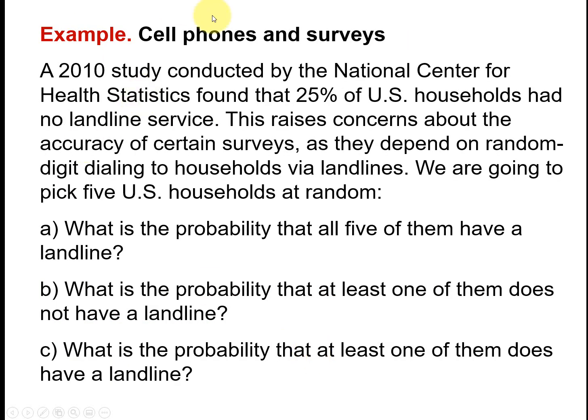So our last example here, cell phones and surveys. A 2010 study conducted by the National Center for Health Statistics found that 25% of U.S. households had no landline service. This raises concerns about the accuracy of certain surveys, as they depend on random digit dialing to households via landlines. We're going to pick 5 U.S. households at random. What is the probability that all 5 of them have a landline? Well, we can assume that these people aren't interacting with each other, so we would just multiply. It would be 0.75 to the 5th power, and we can see that on the next slide.